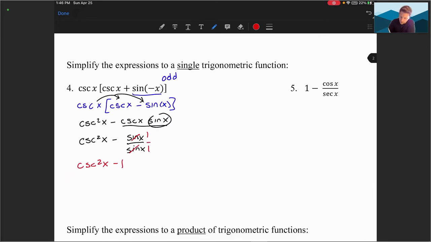And with a Pythagorean theorem identity, we can show that cosecant squared x minus 1 is just going to be cotangent squared x as a single trigonometric function. So in this case, we're using the odd and even identities, using some multiplication, using a reciprocal identity to help solve, and then finally the Pythagorean theorem identity.